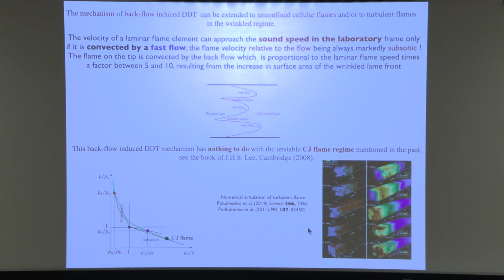And following this idea, good people doing good, huge numerics for the explosion of stars and so on, used that and developed the idea of John Lee and showed that it is true that the transition occurs close to this point. So this, for me, has nothing to do with the transition from flame to detonation, at least in the laboratory frame. I don't believe a word about that.